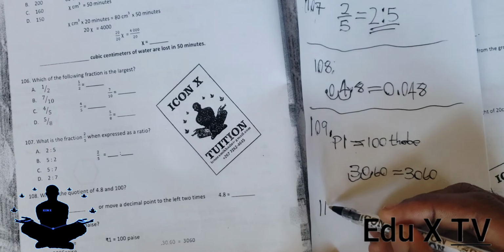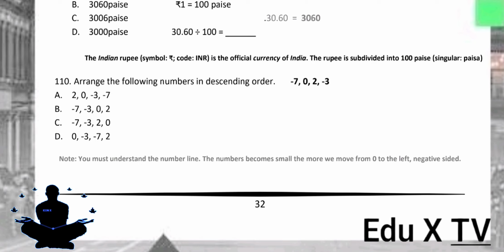Number 110. Arrange the following numbers in descending order. Descending order means you are starting with the biggest. Then we take it to the smallest.